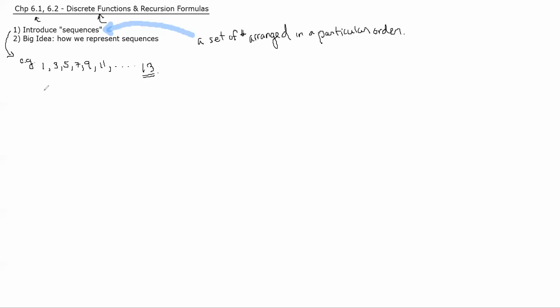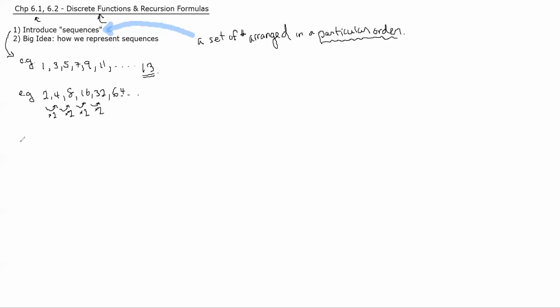Here's another one: 2, 4, 8, 16, 32. What's the next number in this sequence? Take a guess. The correct answer would be 64. How do I know? Because in this pattern, I am constantly multiplying by 2. So here is a sequence of numbers arranged in a particular order.